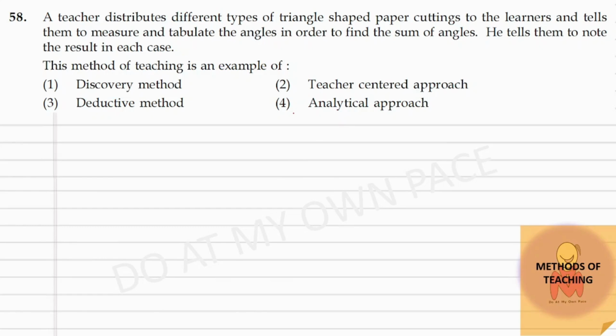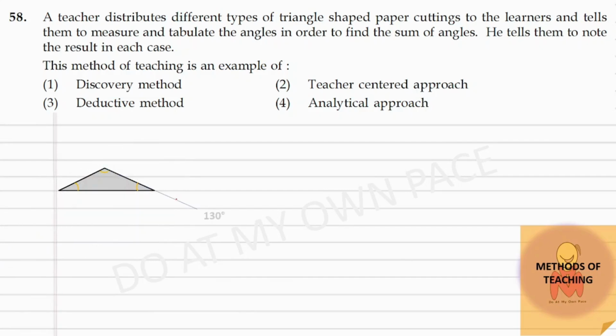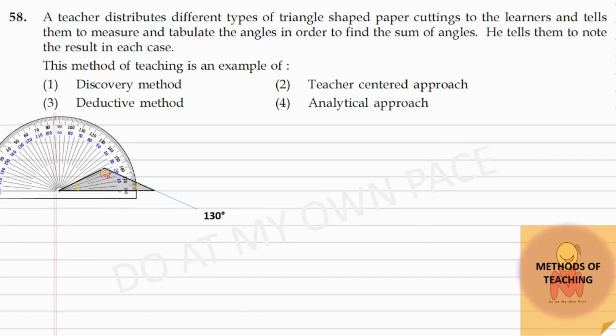What the teacher is doing is giving paper cuttings of triangles which are forming some angles. And the students have to find the angles, tabulate them, and find the sum of the angles. To find the angles, we make use of a device, a protractor. So the student will take a protractor and measure the angle, and this angle is forming 130 degree.